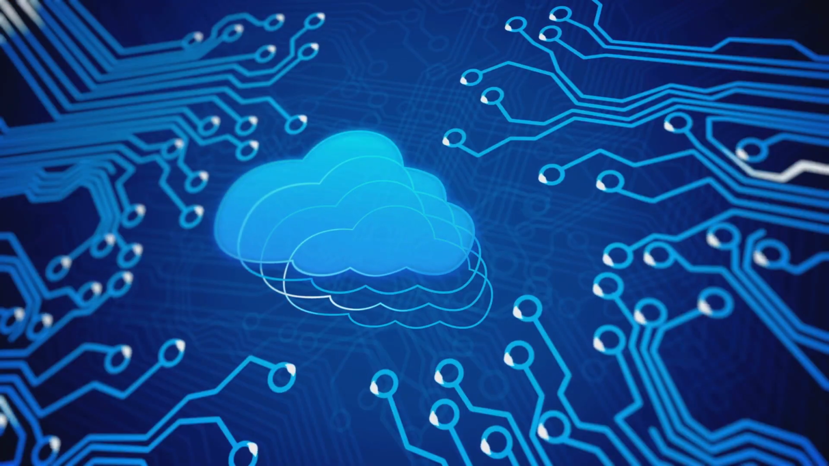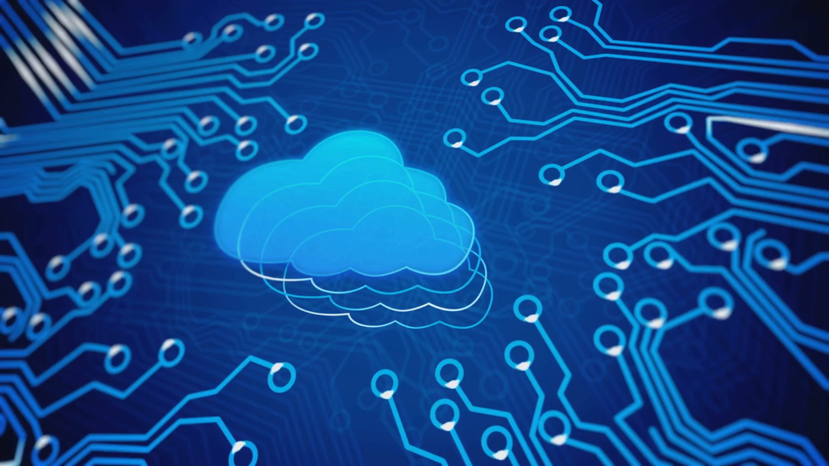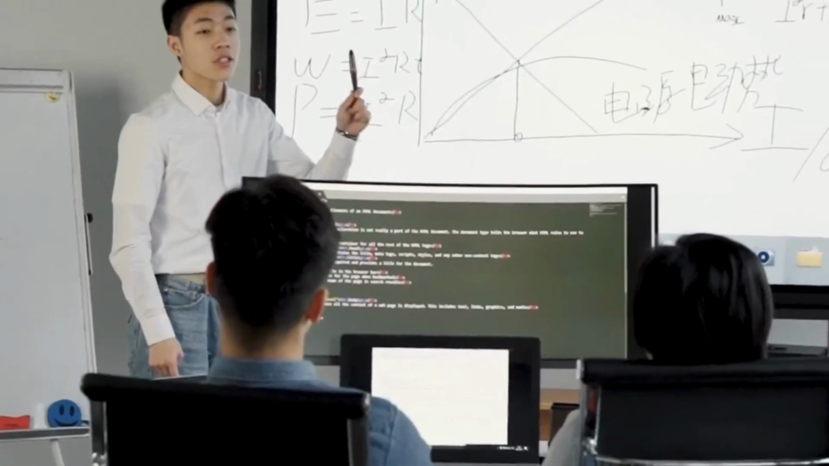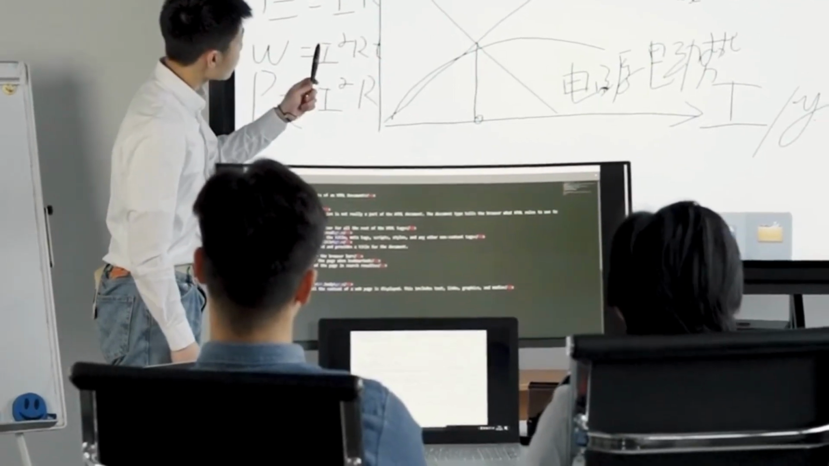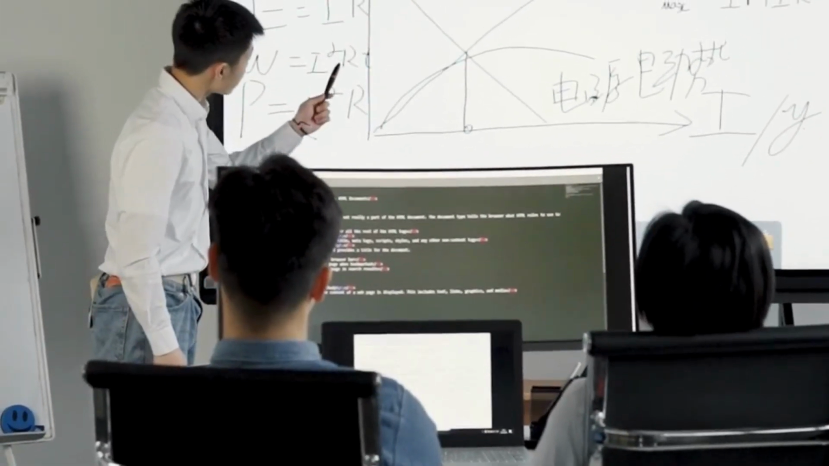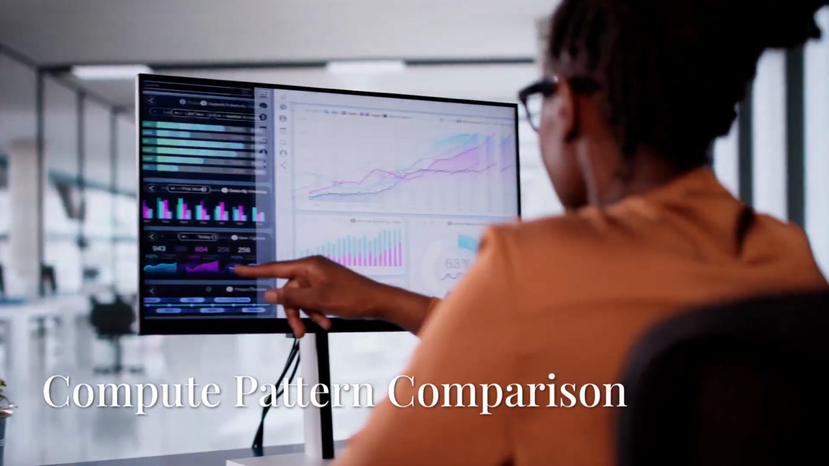Each workload demands a different approach, and knowing when to use App Service, Container Apps, Logic Apps, or AKS can make or break your cloud strategy. In today's deep dive, we're breaking down the 4 major Azure compute patterns, so you can confidently choose the right tool for the job, avoid common pitfalls, and future-proof your architecture. Let's get started.